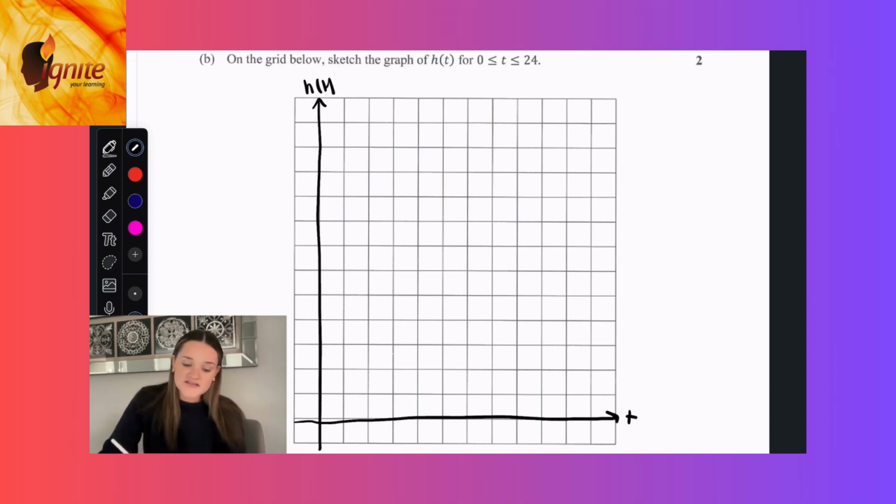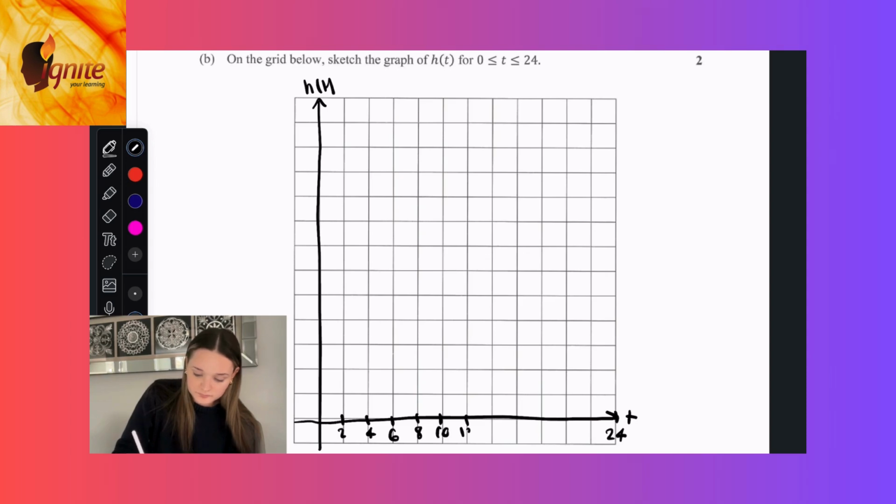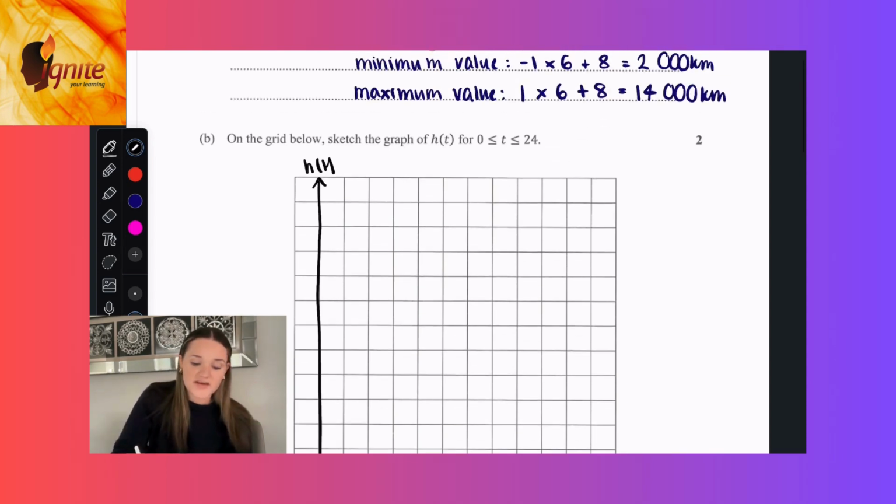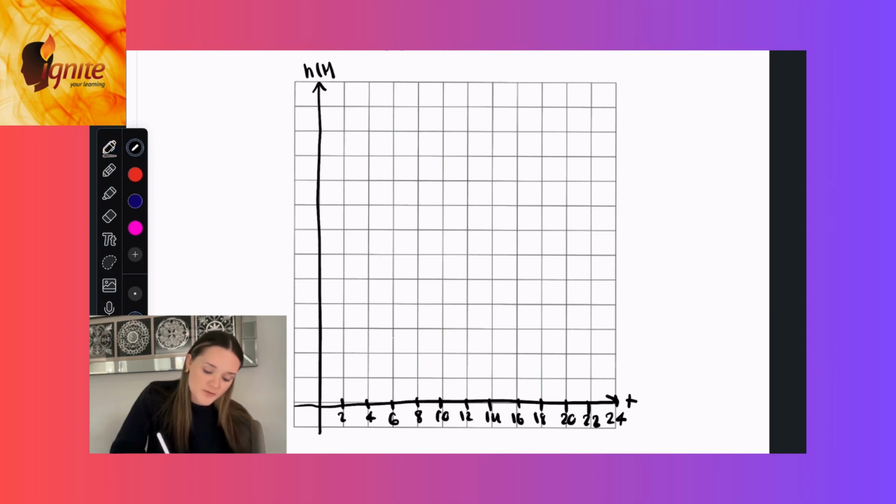Now I want to include the entire domain of t, so my last value here is going to be 24, and I can then move along my graph in increments of 2. Likewise with my vertical axis, I want my maximum value, which we just figured out to be 14,000. So I want to leave myself enough room to do that. I don't have enough room to go up by increments of 1, so I'm going to move up by increments of 2 again.